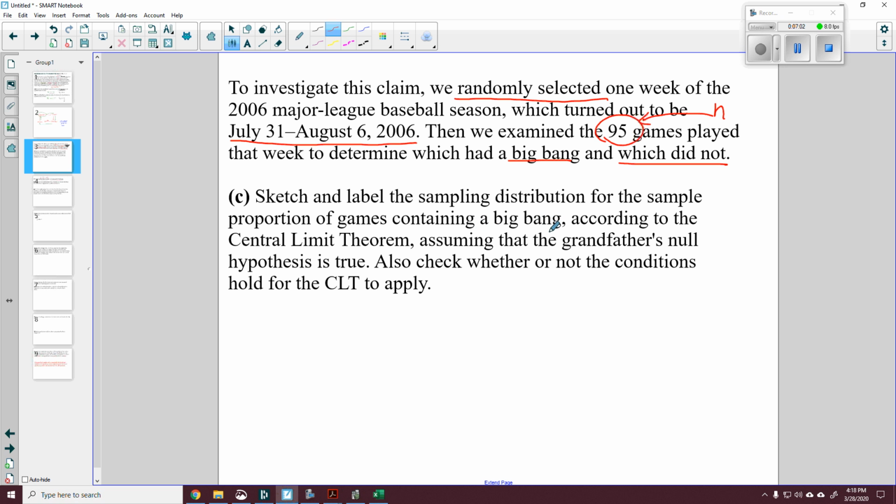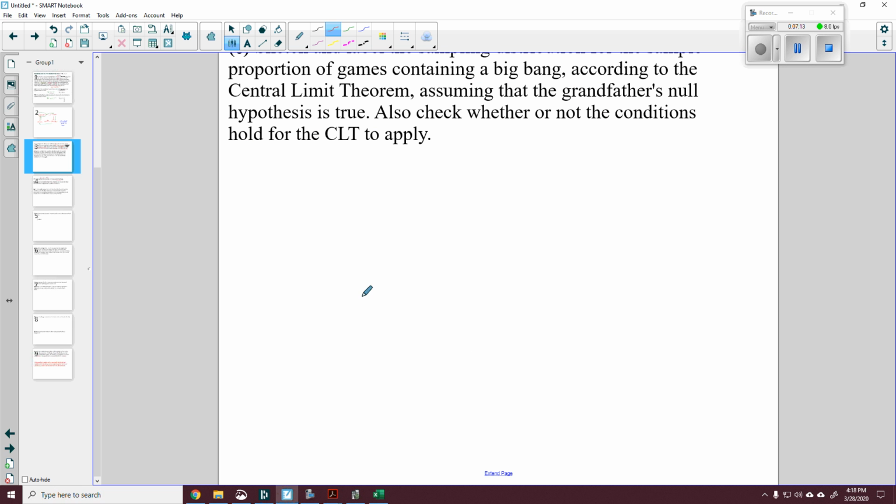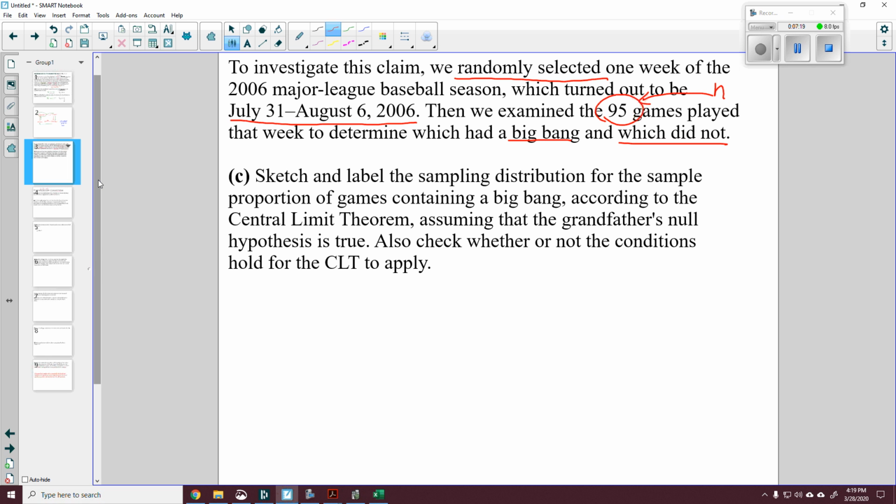So coming back to this here, it says sketch and label the sampling distribution for the sample proportion of games contained in a big bang. Actually, I could have done that without finding the statistic from our sample, because we're now following the process for a test of significance. So let's extend this page just a little bit. We'll go up to the top again. And so we are assuming that Grandpa is correct. We're saying, Grandpa, you are correct. That is our null hypothesis. So we think that baseball games are going to be distributed, with random sampling, and that right in the middle here is going to be our 0.75.